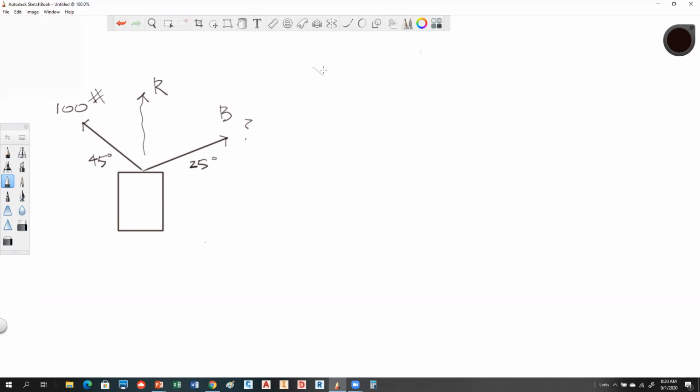All right, so we have an x component for this vector. We'll call that vector A. And that's going to be 100 times the cosine of 45. But we also know that this is going to be going in a negative x direction, so that would turn out to be a negative value. And once we do that, we'll find that that's going to be 70.71.